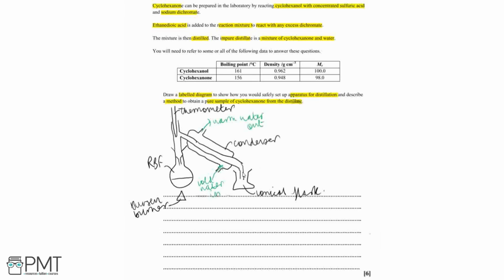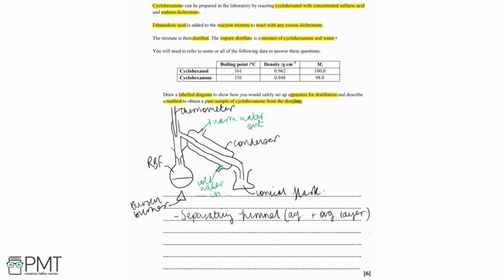So now we need to describe a method to obtain a pure sample of our cyclohexanone from this distillate here. So we need to think about our further purification steps. We were told that our impure distillate is a mixture of cyclohexanone and water. And what we've got here is an organic compound and an aqueous compound. Therefore, we can use a separating funnel to separate these two out. So we can separate these into an aqueous and an organic layer.